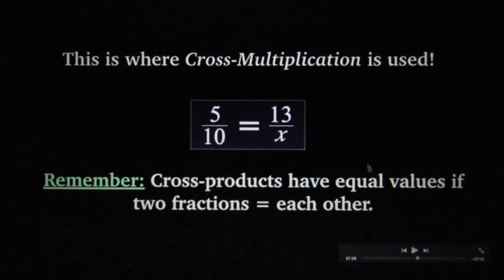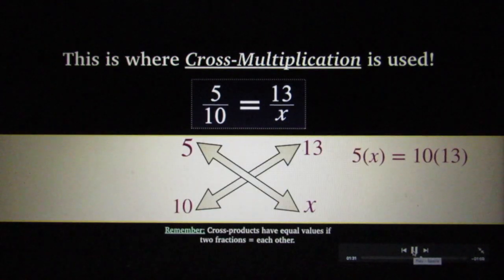So now this is where we use cross multiplication to solve for this x. Remember, cross products have equal values if two fractions equal each other. So if I simplify this, this is going to be 1/2. This definitely will simplify to 1/2 also because they equal each other. But we use cross multiplication because the numbers get tougher than this. So that's what it looks like. The 5, the numerator, will times the denominator of the other fraction will equal the denominator times the numerator of the other fraction. I didn't say that right, but you know what I mean.